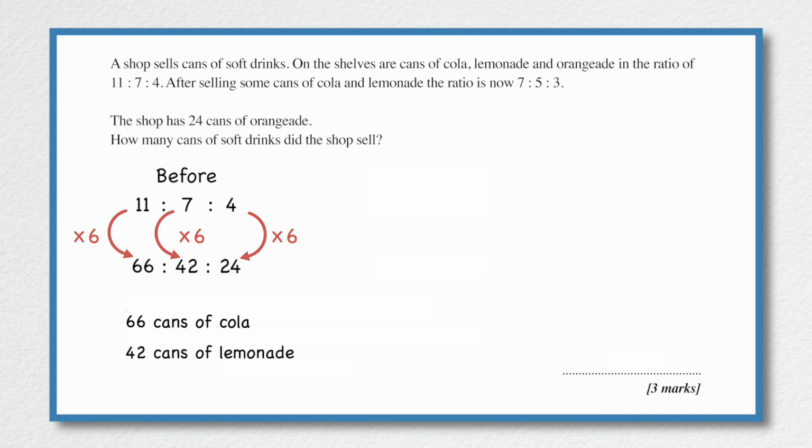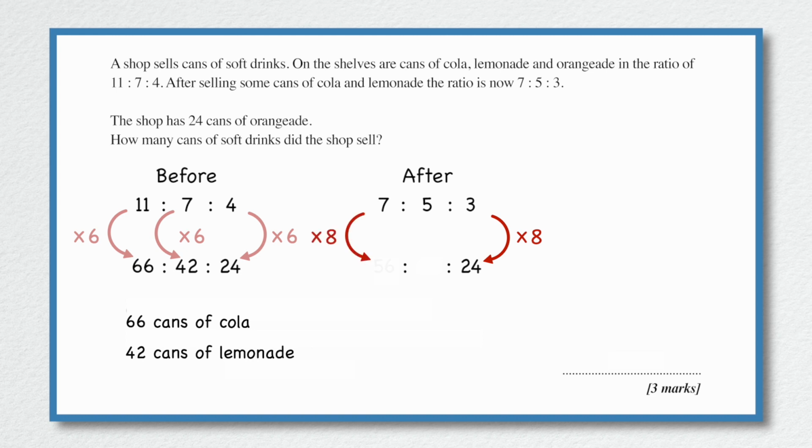Now let's work out how many cans of cola and lemonade there are after some cans are sold. Here's the ratio. And again, we know that there are 24 cans of orangeade. So to get from 3 to 24, we have to multiply through by 8. So to write the equivalent ratio, we have to multiply through by 8.